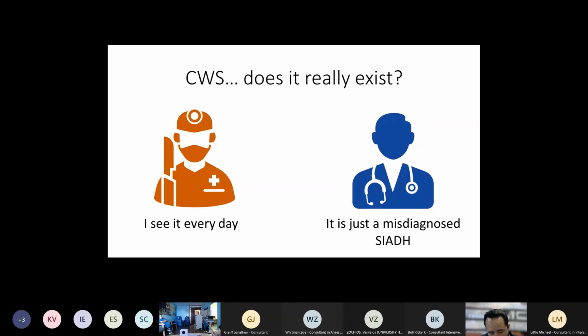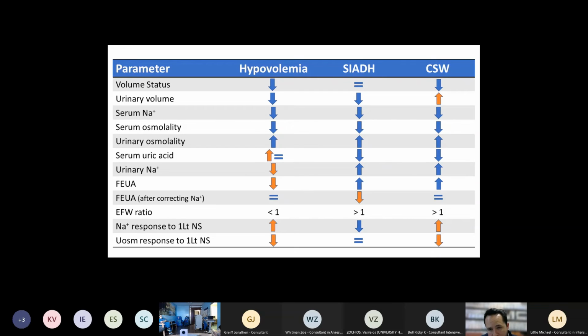So just going back to SIADH and cerebral salt wasting in the neurosurgical unit, I think the main differences are exemplified here, and at the same time the similarities between those two syndromes. A patient with SIADH tends to have a low urinary volume, whereas a patient with cerebral salt wasting is passing a lot of urine.